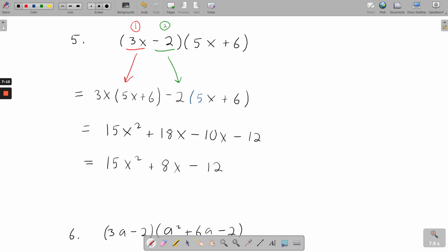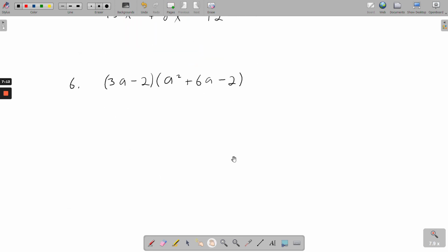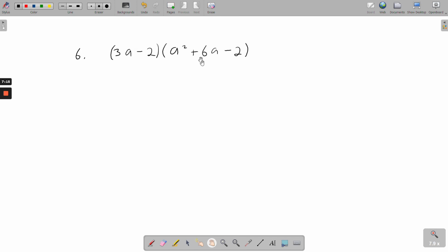Now the next example is similar to the last one, but you can see the second bracket just happens to have 3 digits. But it's the same process as we did with the last one. We're going to take the first symbol, first of all, and then we're going to put it down here. We're going to then multiply it by this bracket. So we'll write that out. So you can take 3a, that's multiplied by a squared plus 6a minus 2.